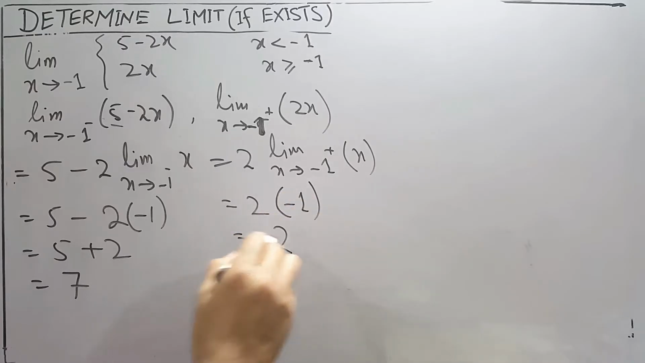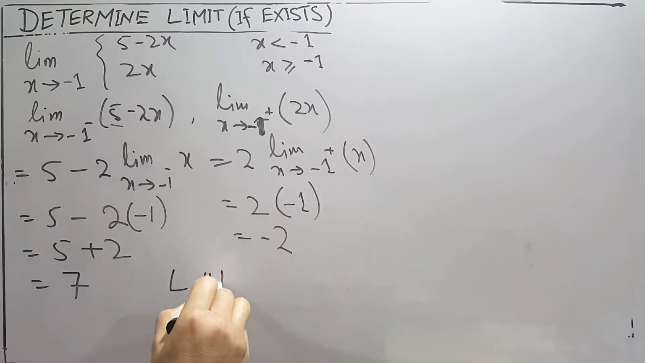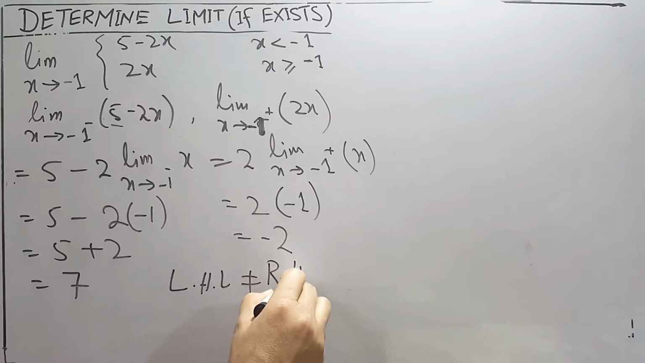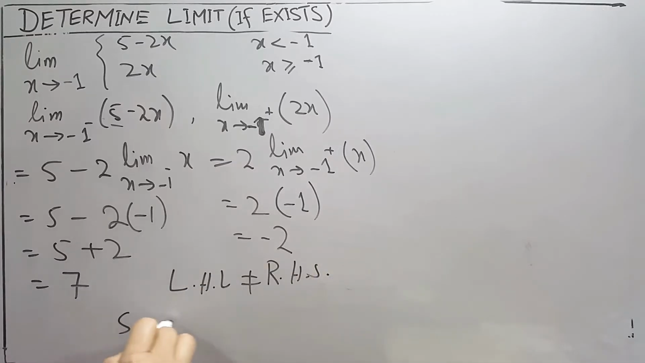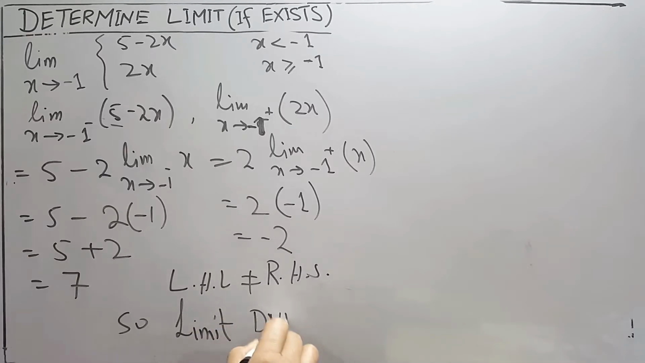You can see that is minus 2. So you can see that the left hand limit is not equal to the right hand limit. So the limit does not exist.